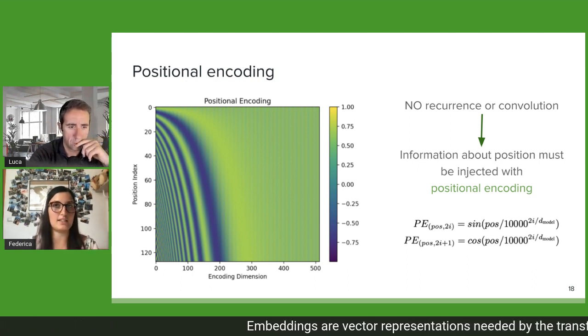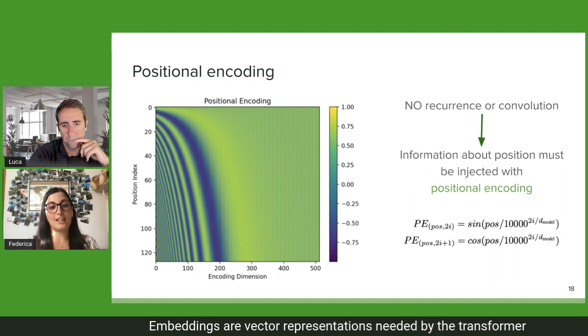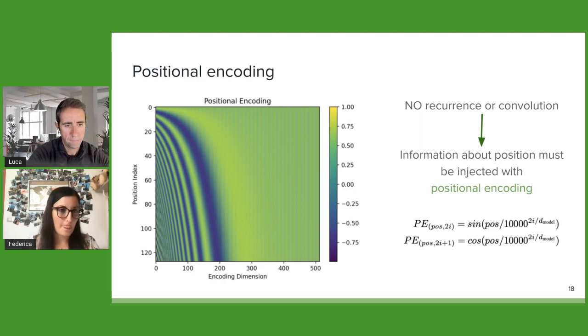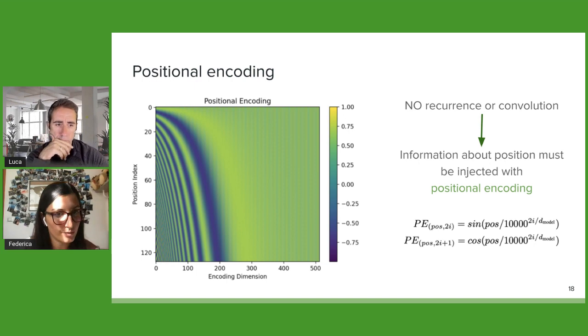What does this mean? It means that we give a sort of weight to the single token based on its position inside the sequence. Here you have an image, and you can understand that based on the position of the token inside the sequence, or of the word inside the sentence, you get a different encoding dimension.